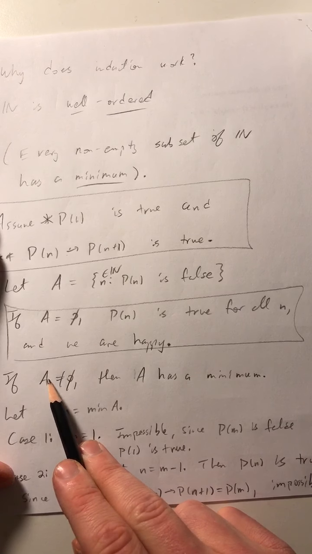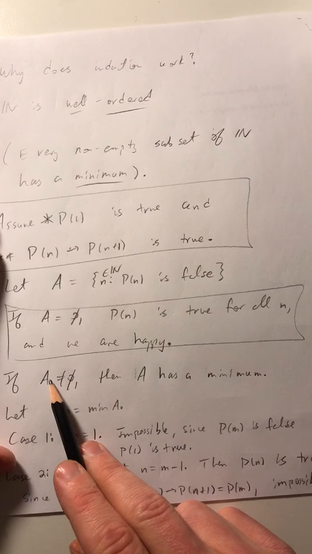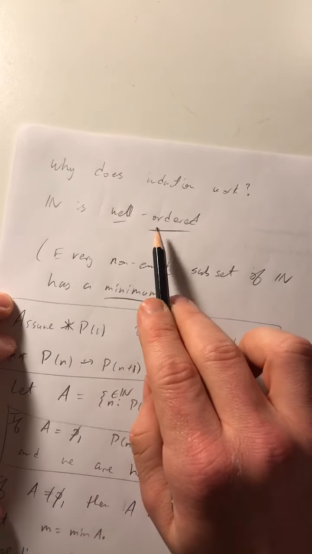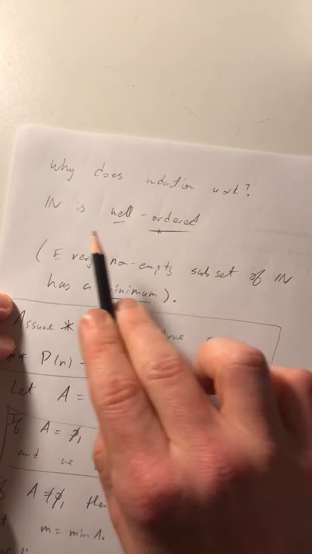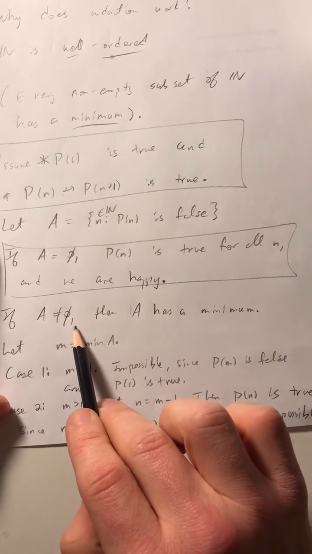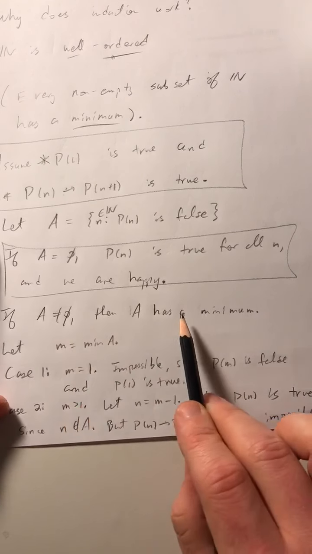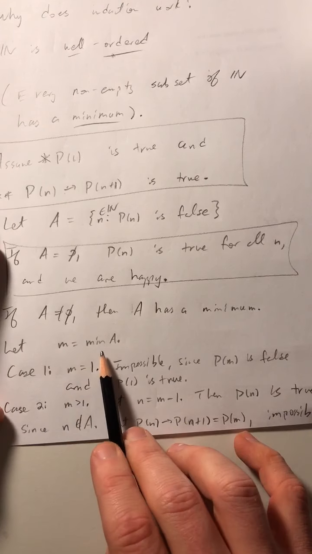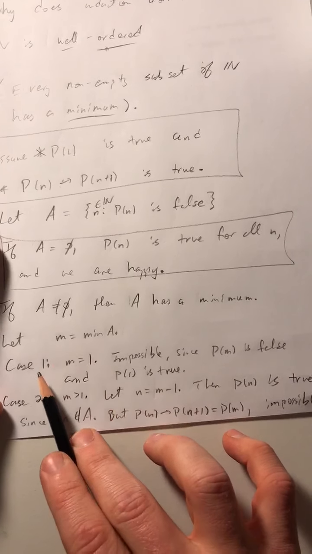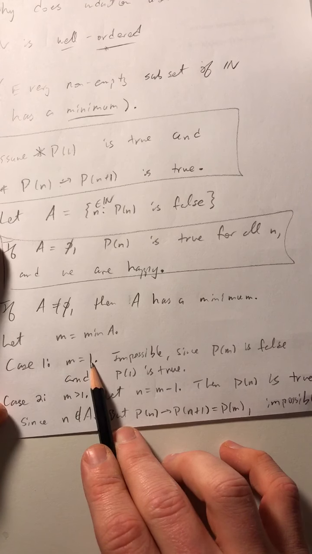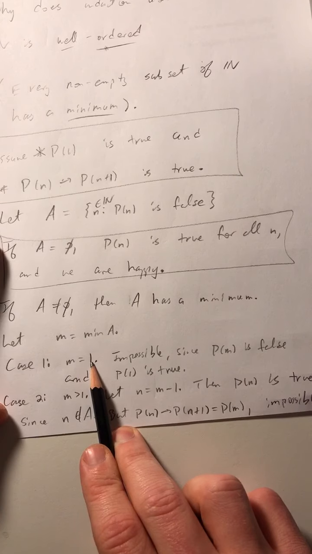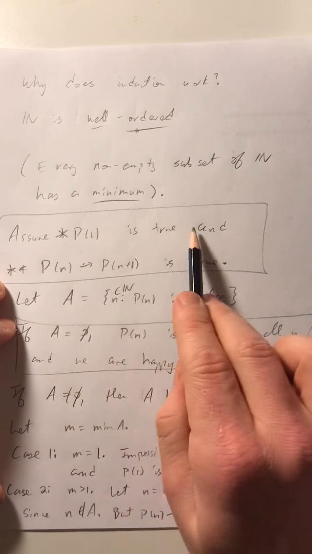Okay? But if A is non-empty, then it's a non-empty subset of the set of positive integers. And remember, the set of positive integers is well-ordered, which means if A is a non-empty subset, it has a minimum. Right? So let M be that minimum. Okay? So let's look at case 1. M equals 1. Well, that's not possible because we've assumed up here that P(1) is true.